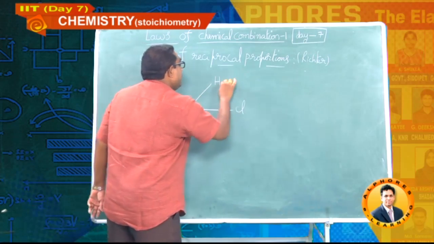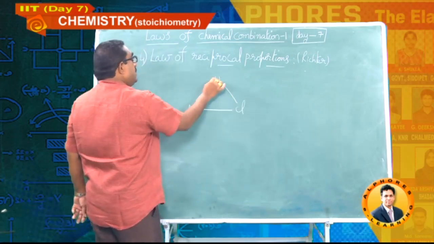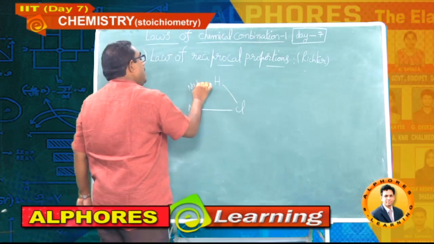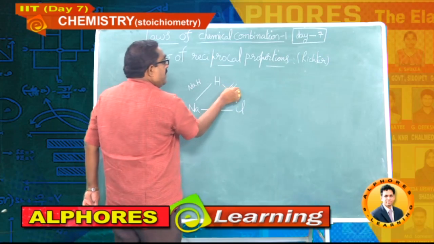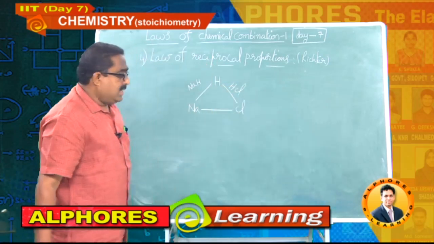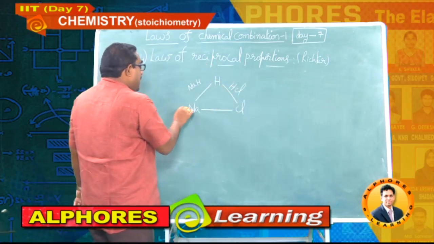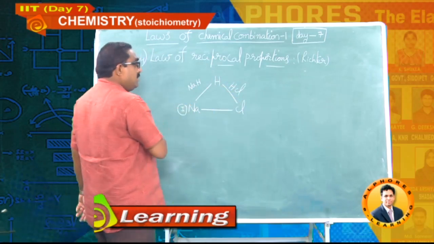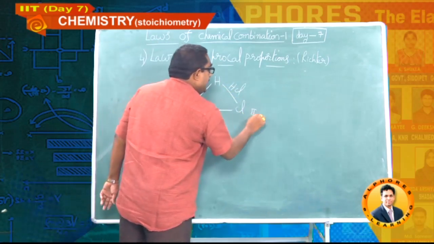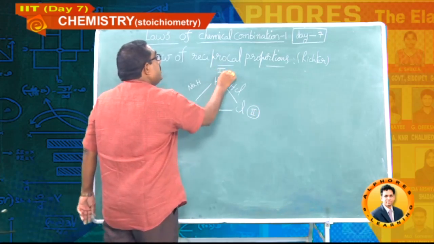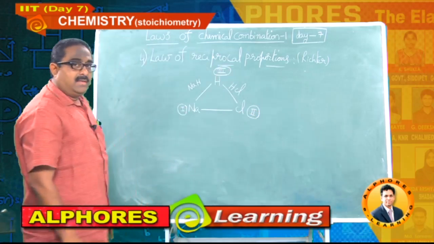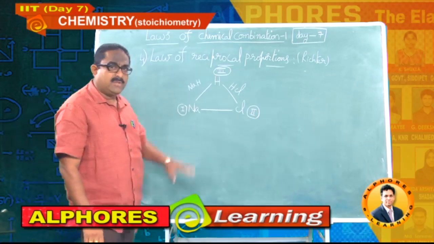Observe here. These two combined can form sodium hydride. These two will combine, can form HCl. Here you are going to take this as first element. Note down, students. You please take it as second element, and you please take this hydrogen as third element. Now I am going to explain the statement.